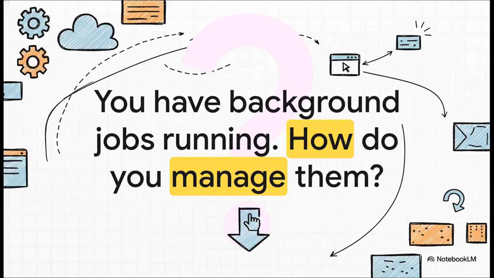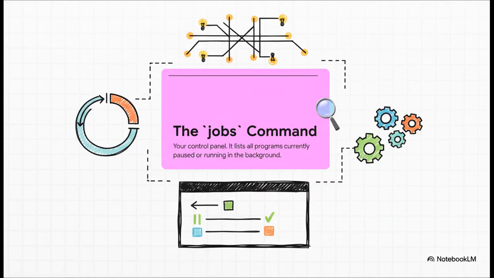Okay, so now you're a multitasking genius. You might have one, two, maybe even five different things all running in the background. So how do you keep track of all of it? How do you check on their status? Or maybe bring one back to the front if you need to interact with it? Your control panel for all of this is the jobs command. Just type jobs and you'll get this nice, clean list of everything you've backgrounded or suspended. Each one has a unique job number. This is basically your mission control for everything happening behind the scenes.